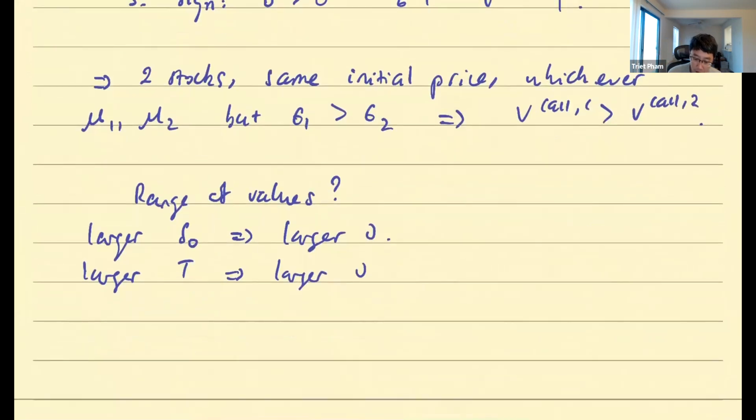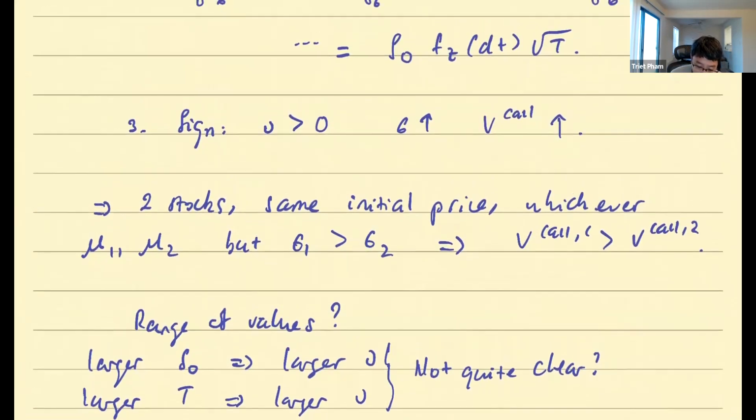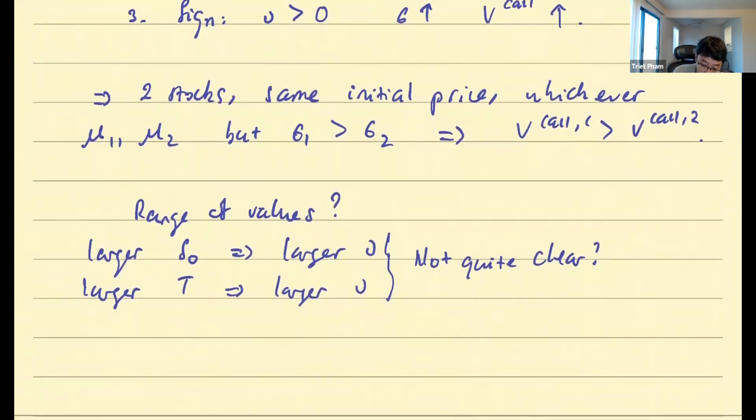The answer, I would say, is not quite, or let's say it's not clear. Why? Because you forget the last important piece, which is D plus. D plus also has S naught and T in it, which can influence this in a way that you don't expect, because D plus is also a function of S naught and T.